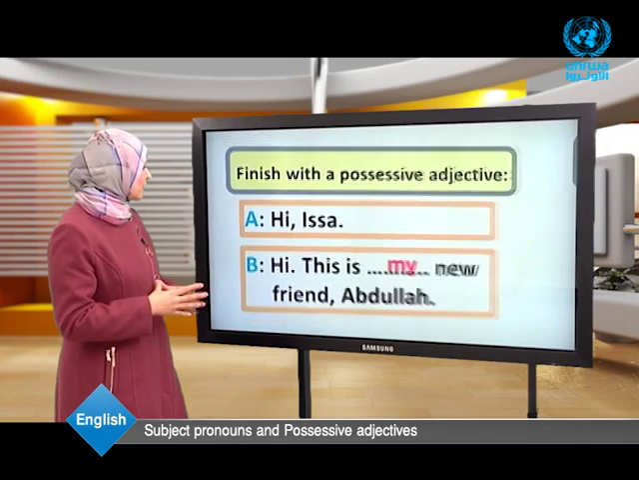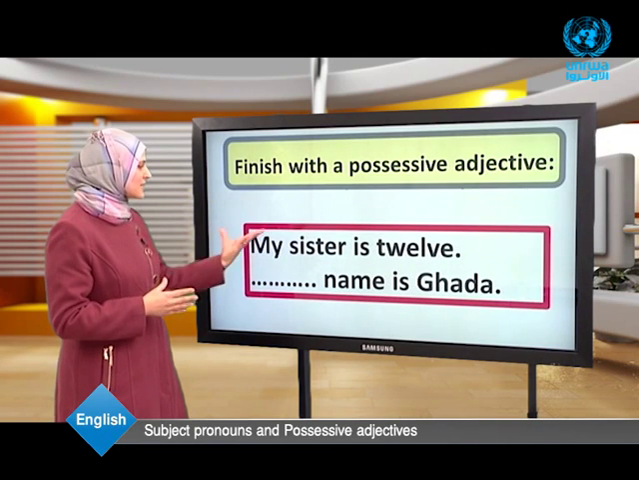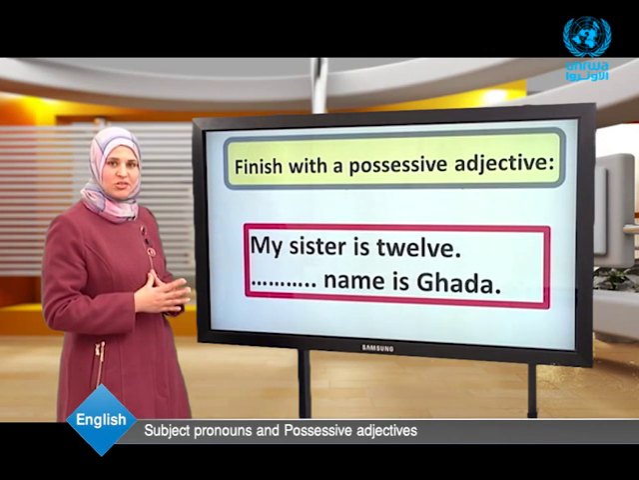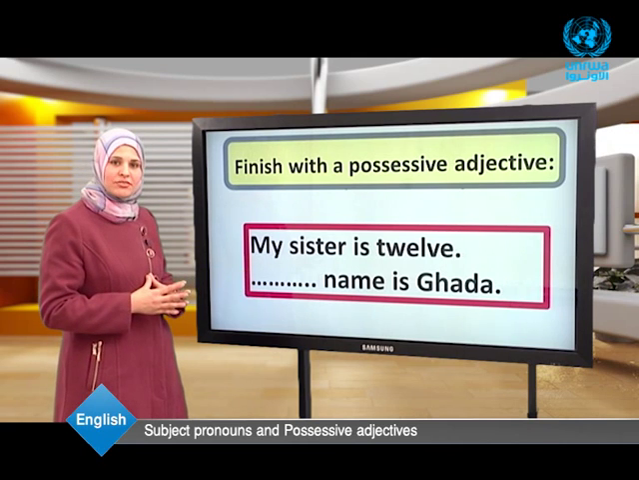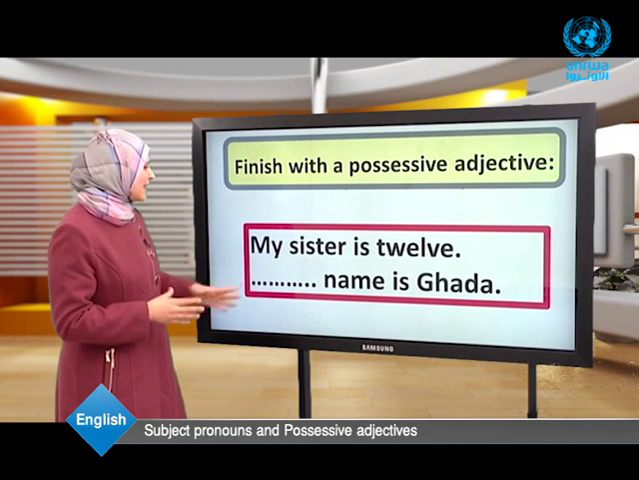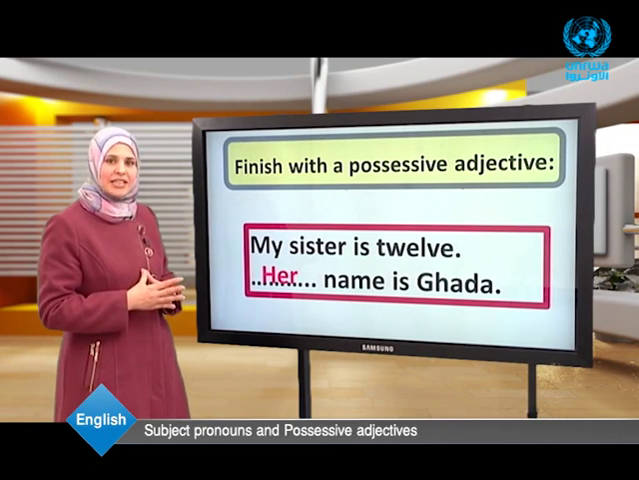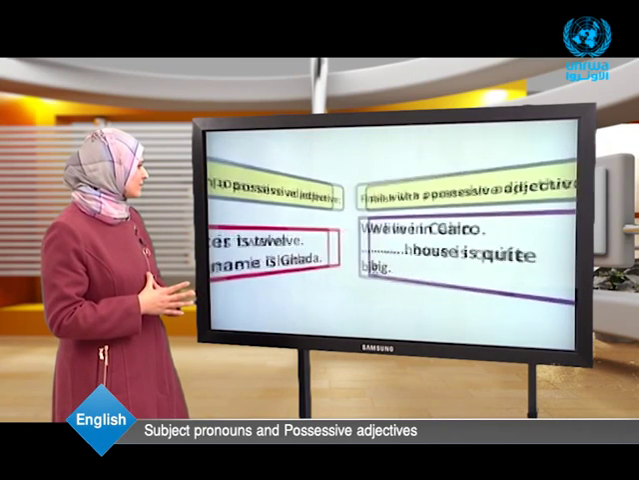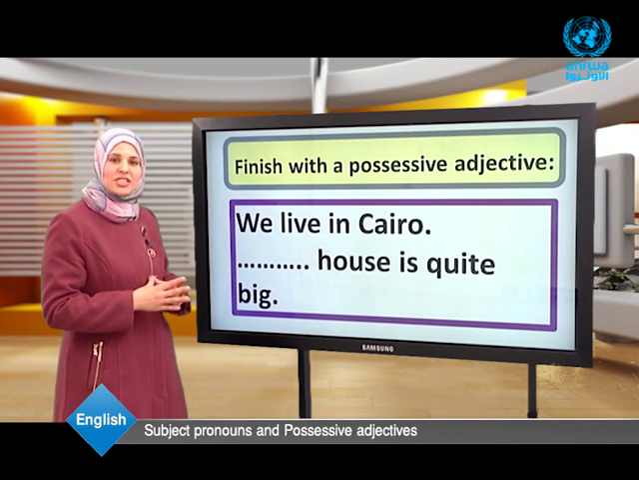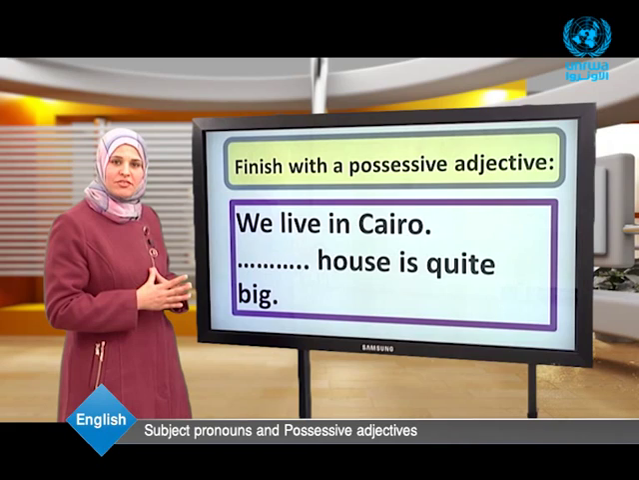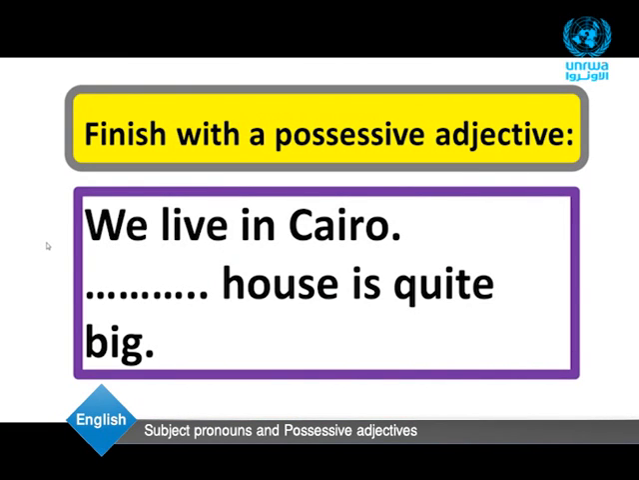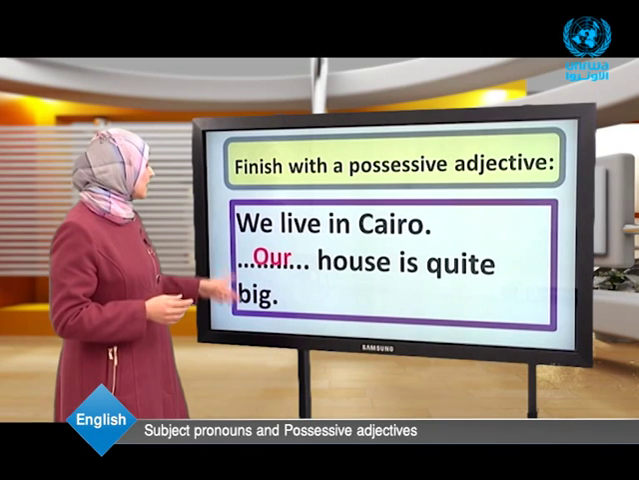Let's have another one. My sister is 12. So, what should you use here? Very good. Her name is Ghada. My sister is 12. Her name is Ghada. Let's have another one. Read it yourself and try to complete. Use a possessive adjective. We live in Cairo. Our house is quite big.